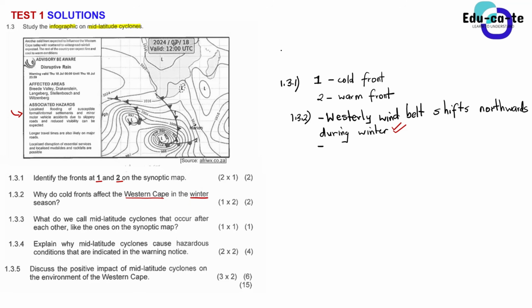Sir, so basically, westerly wind belts move upwards, causing the mid-latitudes to also move up and affect the Western Cape. Is that what you're trying to say? Yeah, the westerly wind belt shifts northwards. Don't use the term upwards. Use the term northwards, guys. When the mid-latitude cyclone is shifting and going towards the Western Cape, it is shifting northwards. We use cardinal points. Don't say up, right? So basically, the westerly wind belts shift northwards during winter, causing the mid-latitude cyclone to also shift northwards.